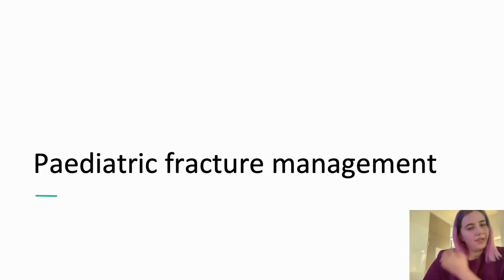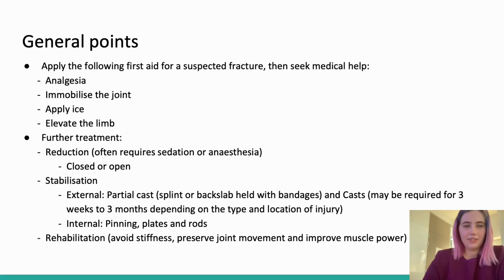So, general pediatric fracture management. Before you have any medical help, you can always give analgesics, immobilize the joint, apply ice and elevate the limb. Then the further treatment once at hospital would usually be reduction, whether closed or open, stabilization with external partial cast or cast, or internal with pinning, plates and rods, and then rehabilitation to avoid stiffness, preserve joint movement and improve muscle power.